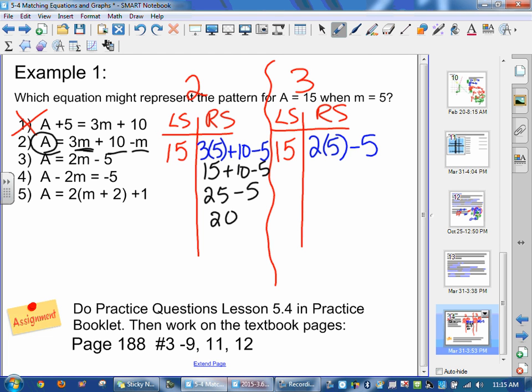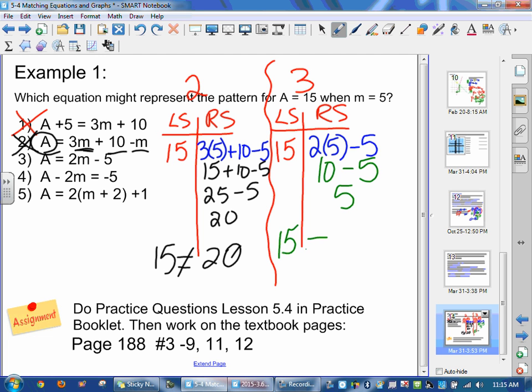Then we look at equation 3. We do the exact same thing for equation 3. On the right-hand side, I put the 5 where m belongs. I get 10 subtract 5, which is 5. Does 15 equal 5? Heck no. So 15 does not equal 5, so it's also not equation 3. So it's got to be equation 4 or 5, and we do the exact same thing to equation 4 and 5.